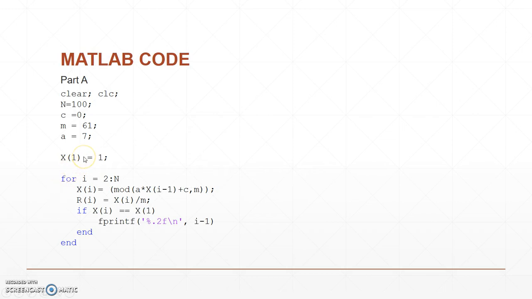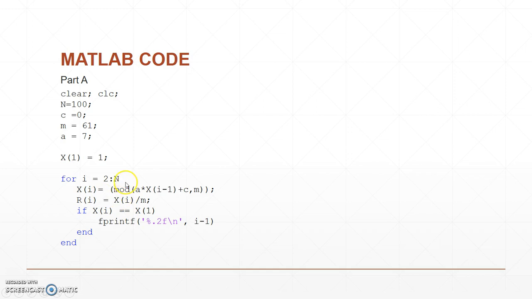So in MATLAB, basically what we're looking at is here. For part 1, this is our equation here. We want to set A equal to 7, our M equal to 61, and our C we can set as 0. And we can go through 100 iterations and set our seed, or our start point, as 1.